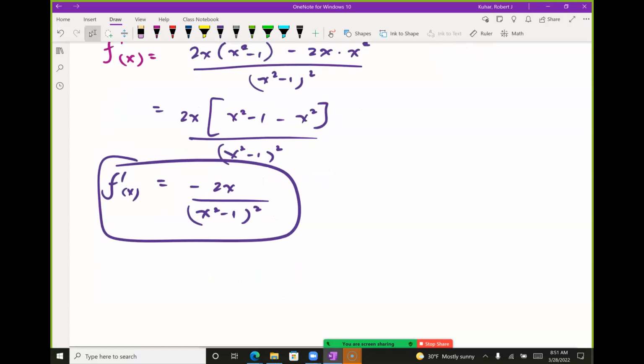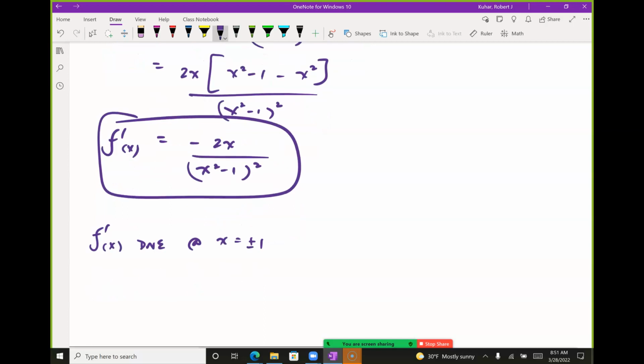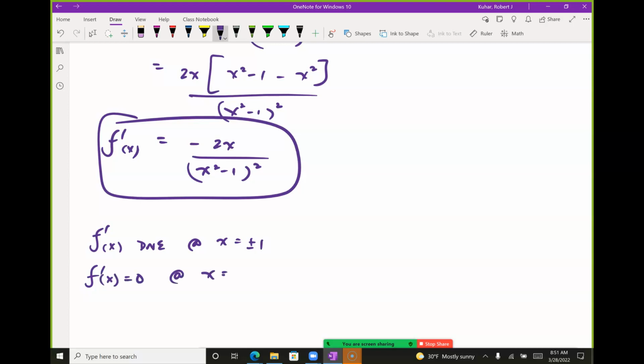Nice, so critical values. F prime of x does not exist at x equals plus and minus 1. Already knew that. If the function doesn't exist, obviously the derivative can't exist at the same point. And f prime of x equals 0 at x equals 0. And f of 0 is 0, right? So we have a possible local min or max there, depending on if I'm going from positive to negative or negative to positive.